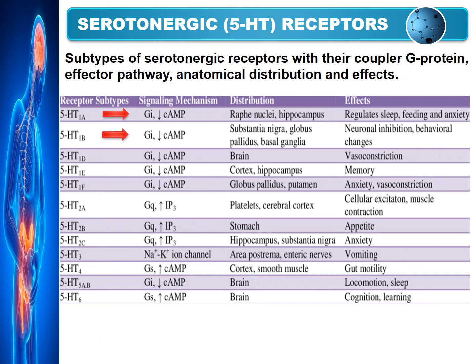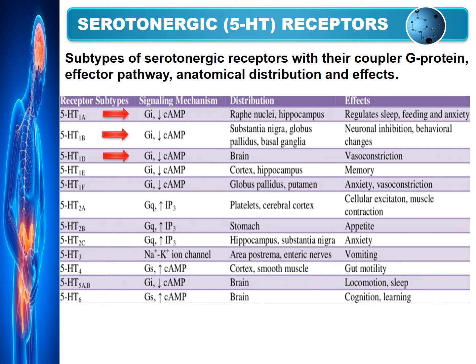Then the second subtype of the 5-HT1 receptor is the 5-HT1B. It has the Gi type of the G coupler protein, and it functions through decreasing the intracellular concentration of cAMP. It is located at substantia nigra, globus pallidus, and the basal ganglia. It affects and regulates the neuronal inhibition and behavioral changes.